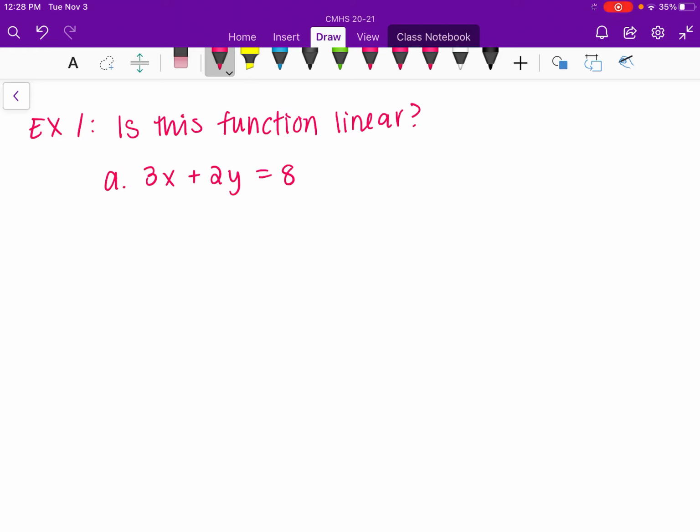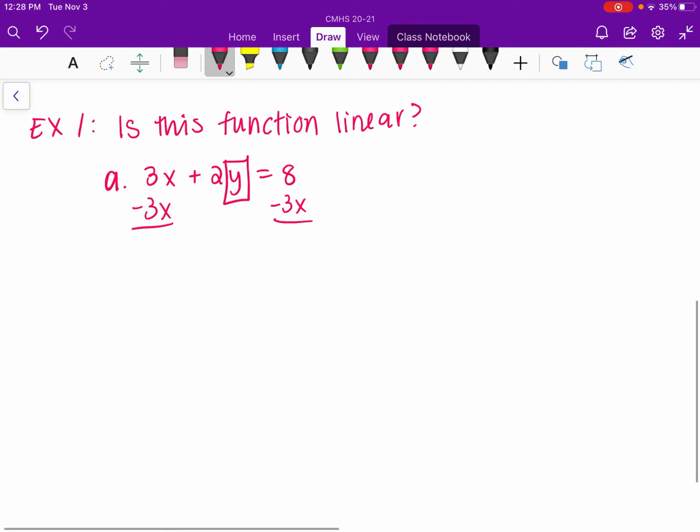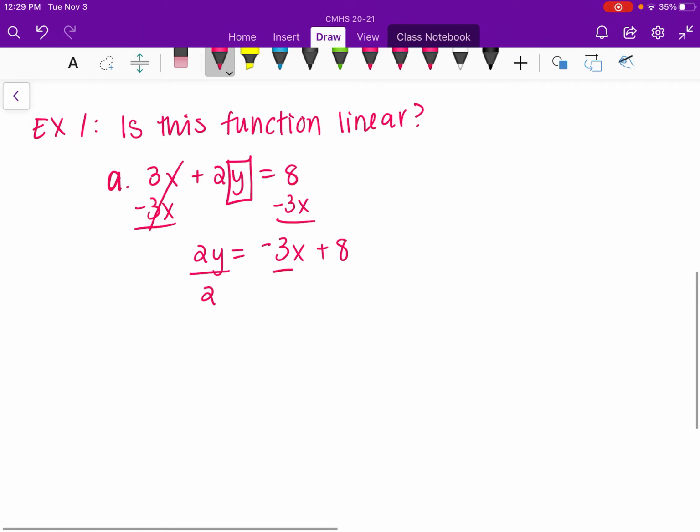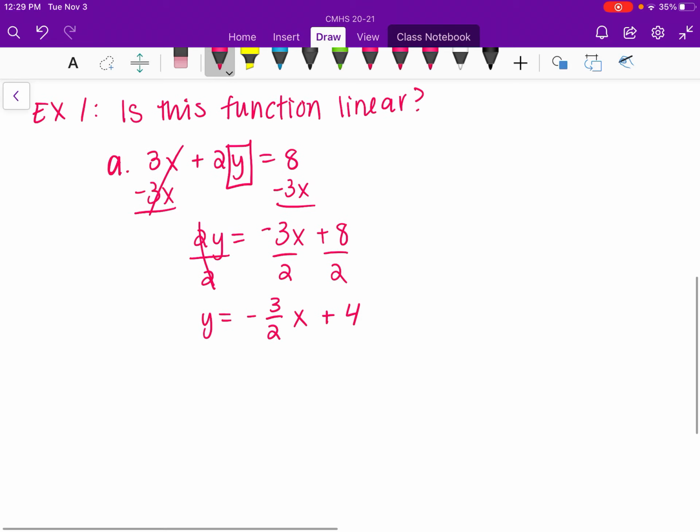Well, this can probably be put into y equals mx plus b form, so let's see if we can do that. Here we want to get the y alone, so let's move the 3x to the other side. Minus 3x cancels. We have 2y equals negative 3x plus 8. Almost there. And divide everything by 2. Divide by 2, divide by 2. So now y will equal negative 3/2 x plus 8 divided by 2 is 4. So yes, this function is in y equals mx plus b form. So yes, it is a linear function.